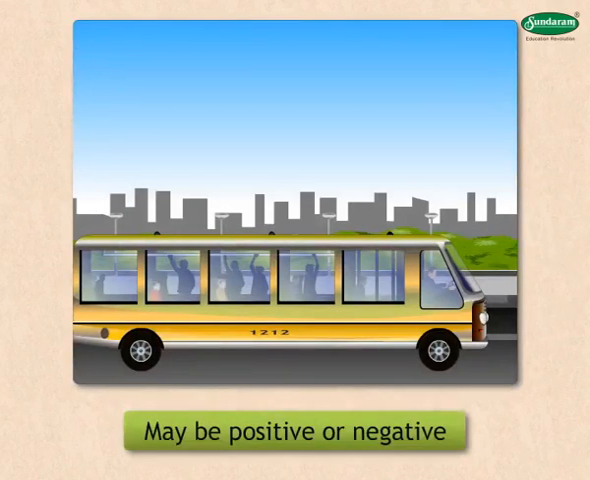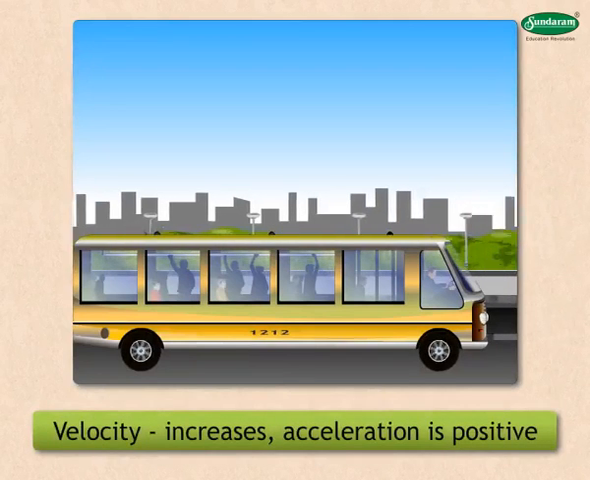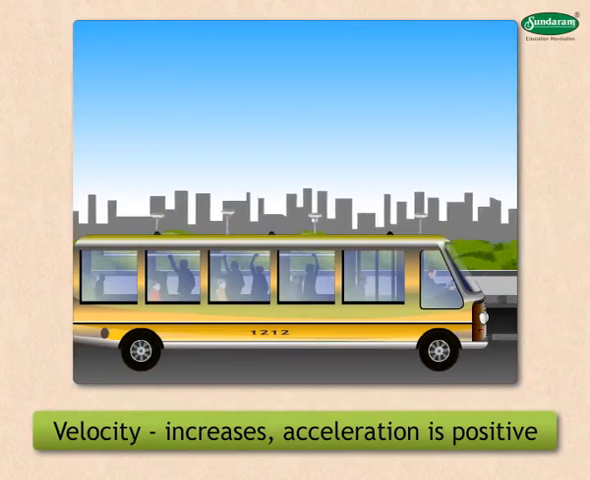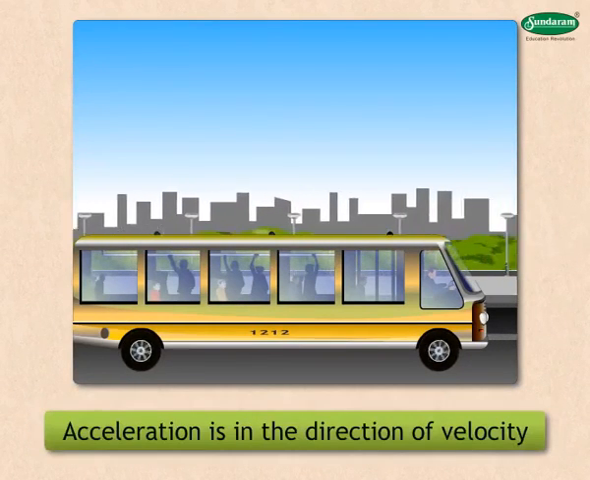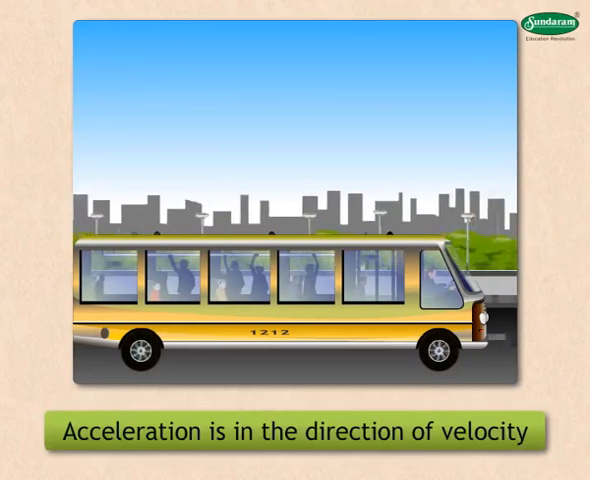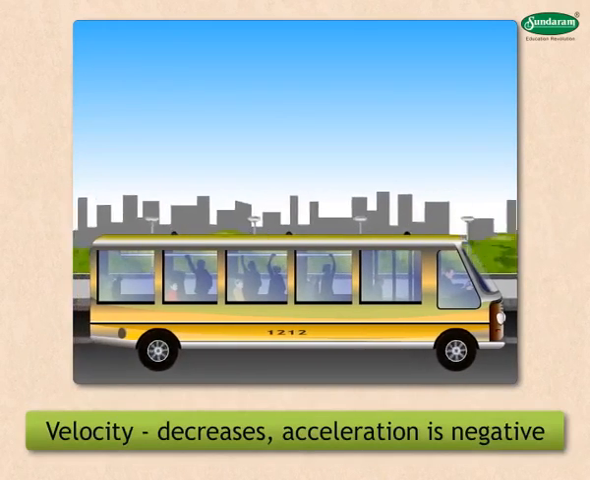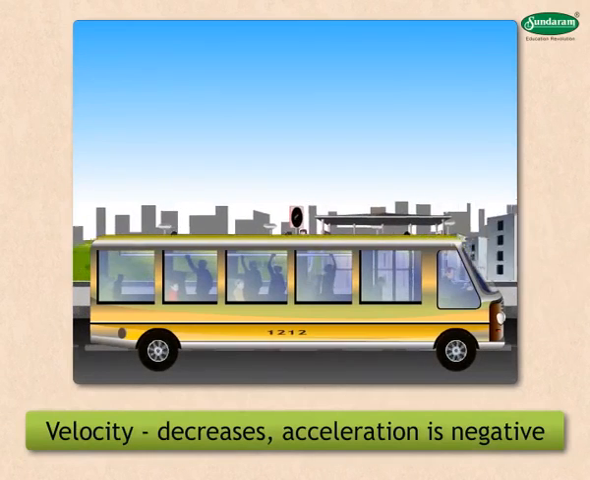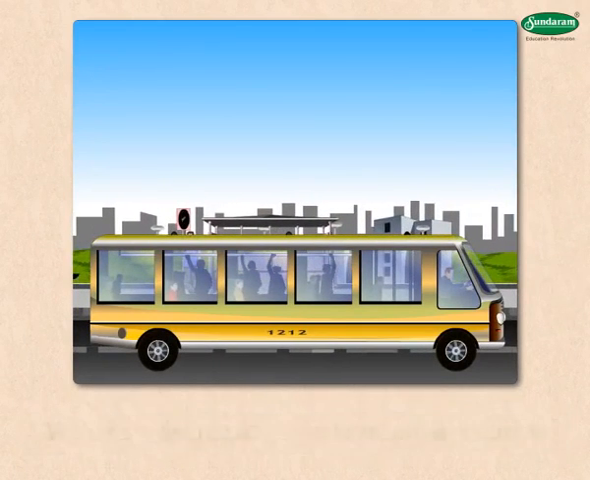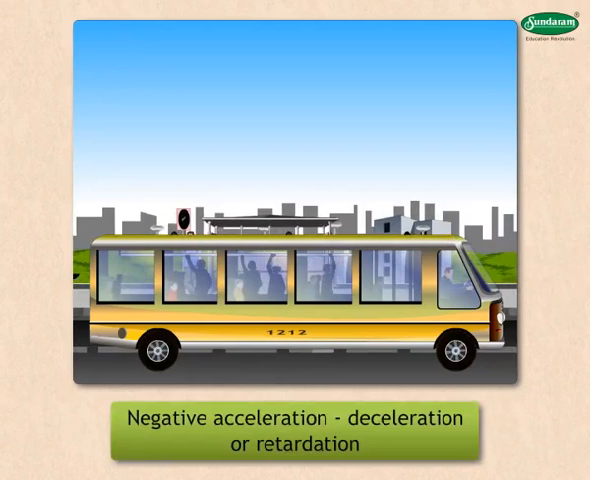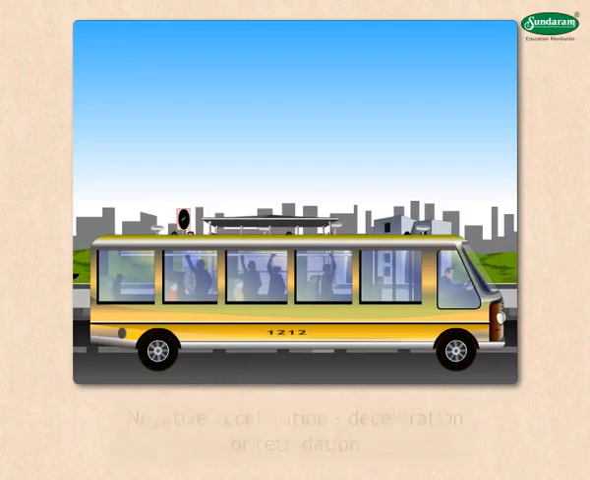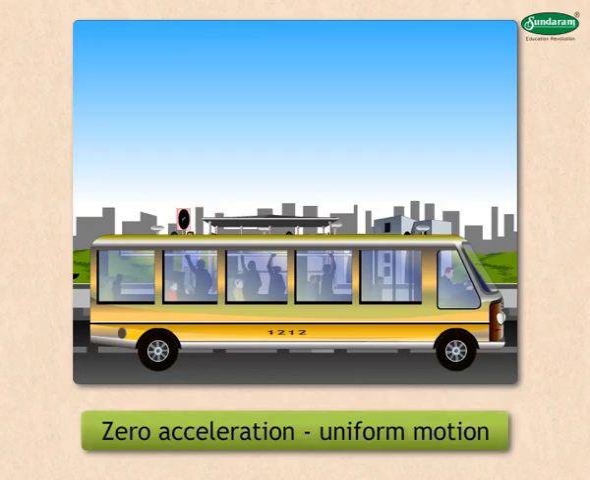Acceleration of a body may be positive or negative. When velocity of a body increases, acceleration is positive. Here, acceleration is in the direction of velocity. When velocity of a body decreases, acceleration is negative. Negative acceleration is also called deceleration or retardation. It is opposite to direction of velocity. Zero acceleration is related to uniform motion.